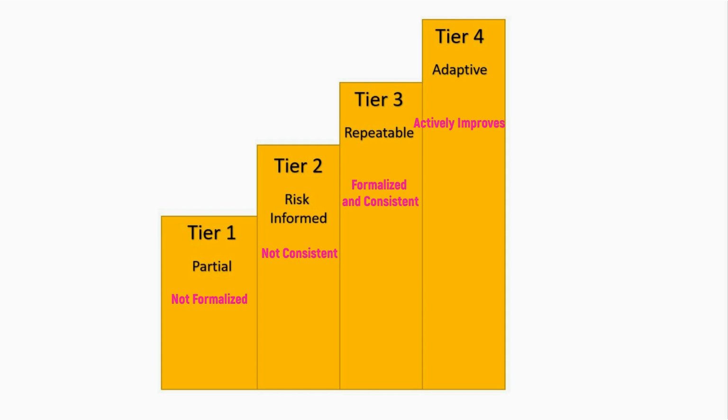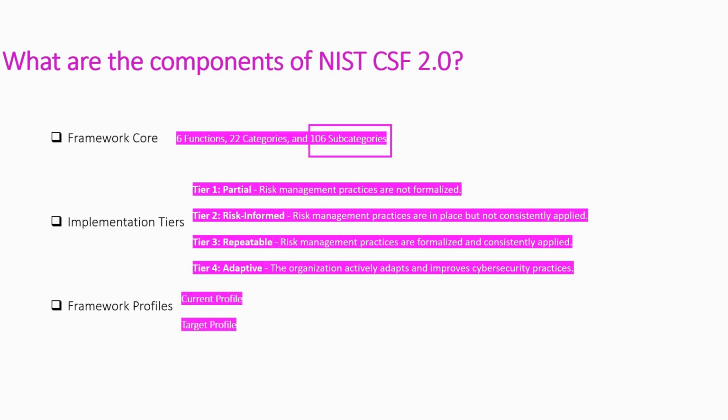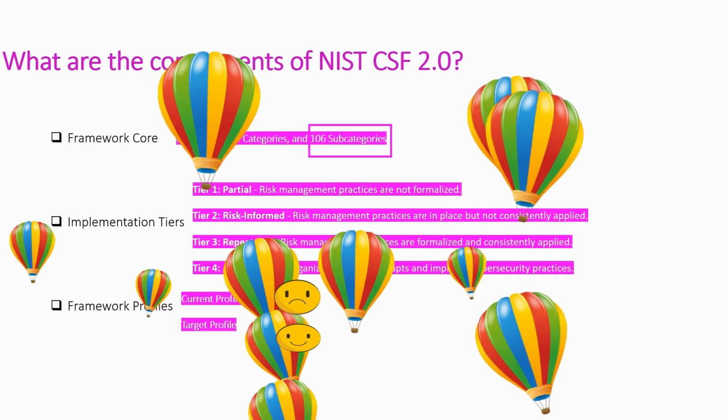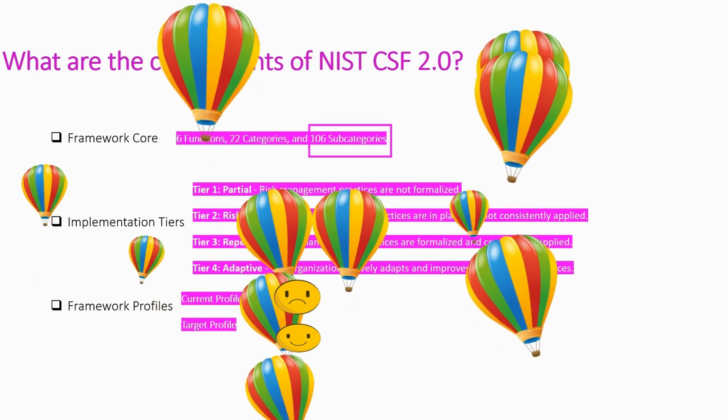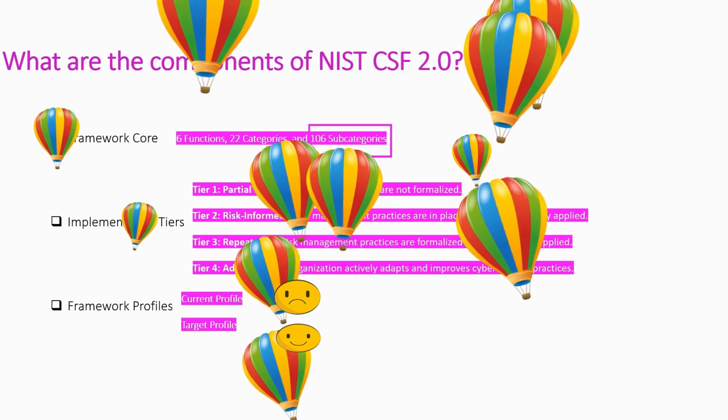Let us now discuss profile. Profiles help to understand the current state and the future goals of an organization's cybersecurity activities. Current profile shows what is being done right now, whereas target profile shows what needs to be done to meet the future cybersecurity goals. So for example, current profile may be tier 1 and then you expect to reach tier 3 in the next 2 years. So that is your target profile.